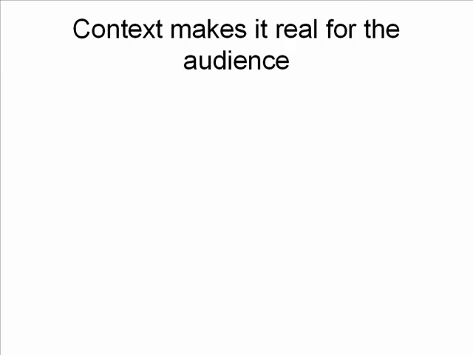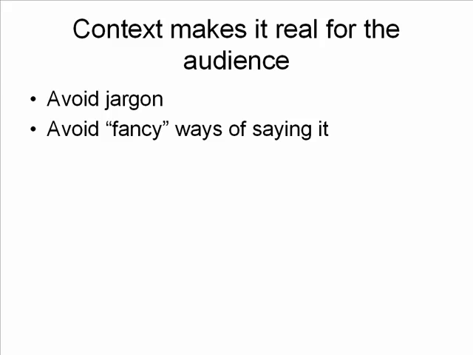What are some of the lessons that we need to learn about thinking about context for our audiences? First, avoid the jargon that you have in your industry. Now, it really doesn't matter what industry you're in. You have lots of jargon. So we need to avoid that jargon. Secondly, avoid fancy ways of saying things. So don't get fancy with stuff. People don't get it when you get fancy with stuff.